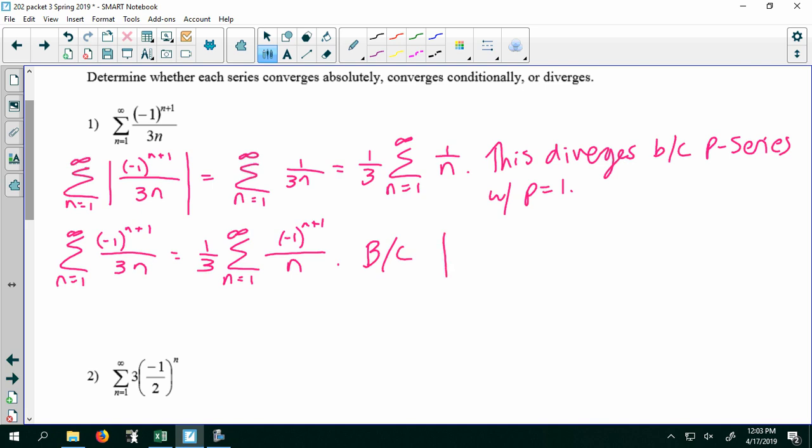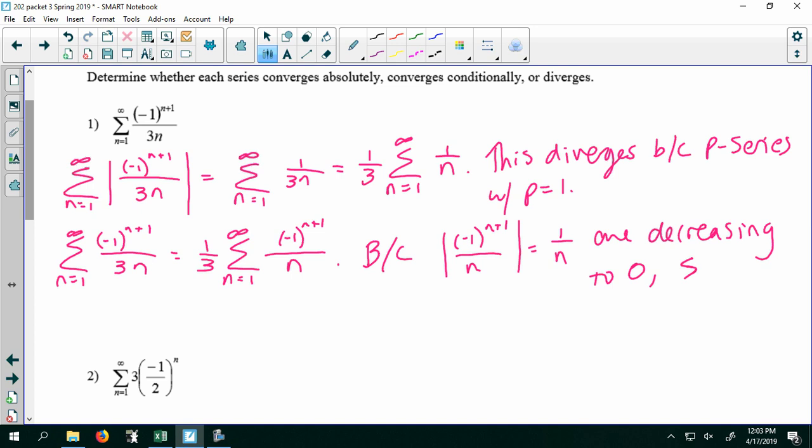Because the absolute value of the terms, (-1)^(n+1) over n, which is just 1 over n, are decreasing to 0, the sum converges by the alternating series test. So the alternating version of the sum converges, but the absolute value version of the sum diverges. So this is conditionally convergent.